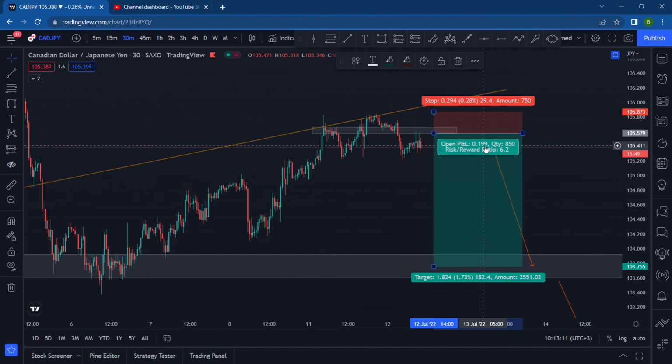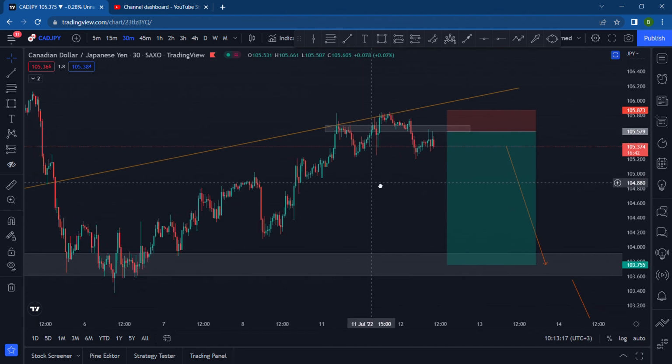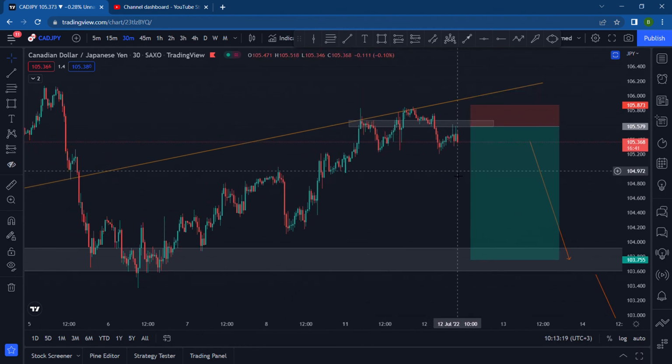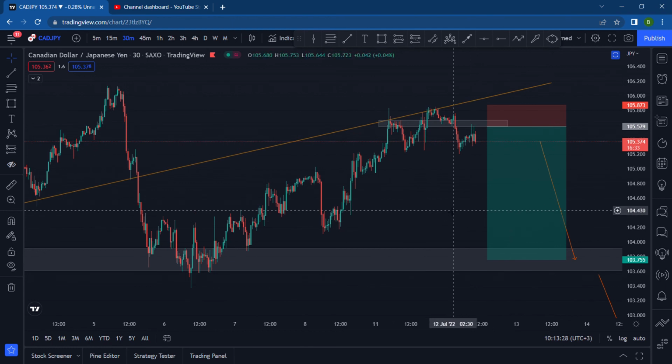So my risk reward ratio is 1:6.2. That's the trade I'm holding right now, and I'm going to hold it for the rest of this week until my take profit of 700 pips is reached.